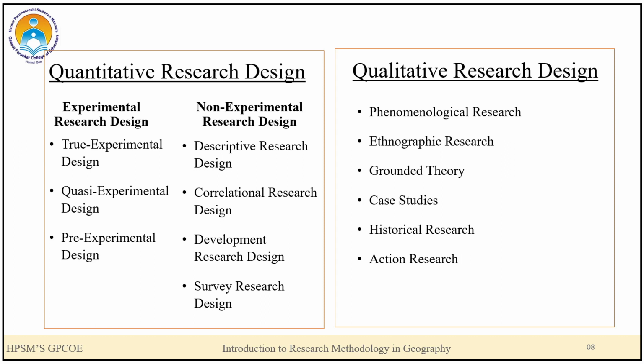Now what do you mean by this experimental research design? So it basically investigates the interaction between independent and dependent variable. Now we have to understand what is independent and dependent variable. These are two important variables as such. We will understand with the help of an example.